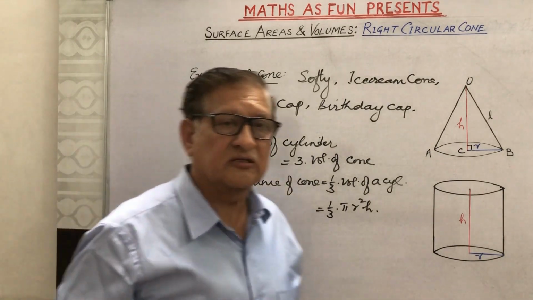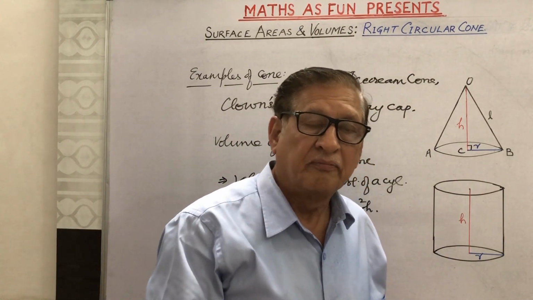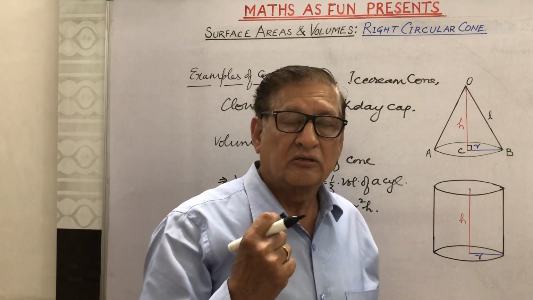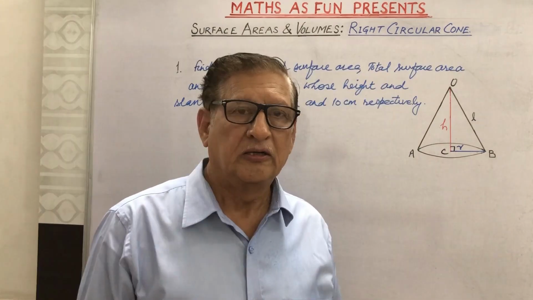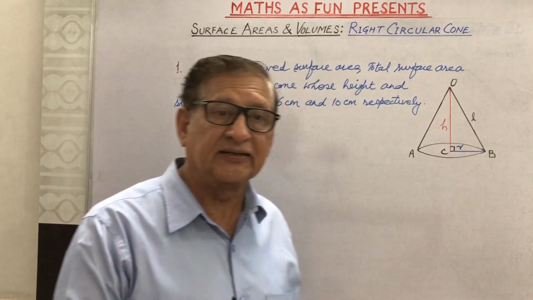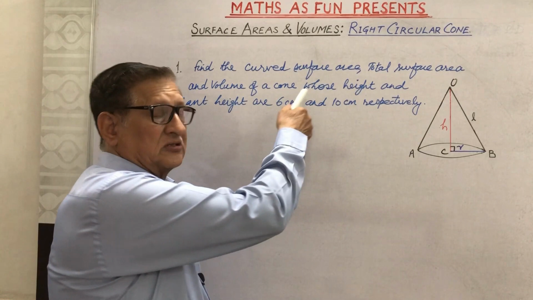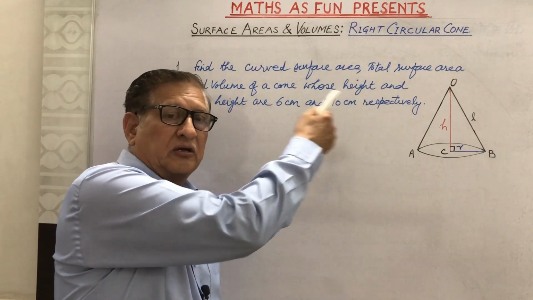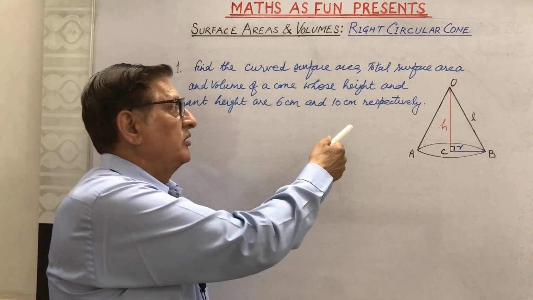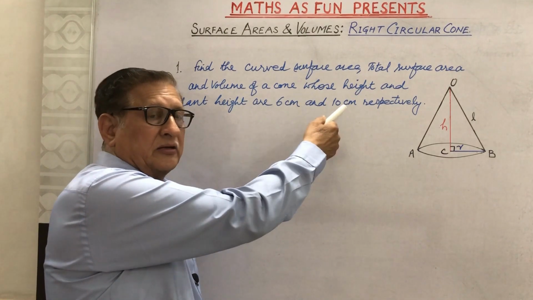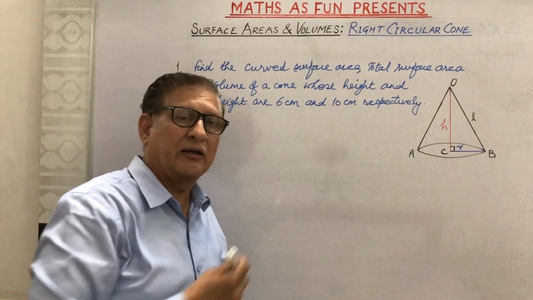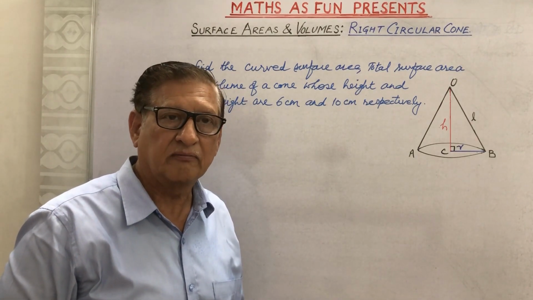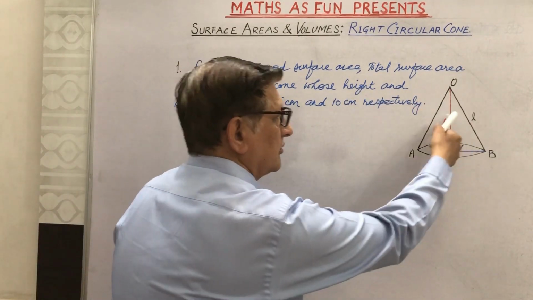Now we'll take some examples based on finding the volume, curved surface area and total surface area of a cone. The first example to discuss here is: find the curved surface area, total surface area and volume of a cone whose height and slant height are 6 centimeter and 10 centimeter respectively. Here this is a cone.